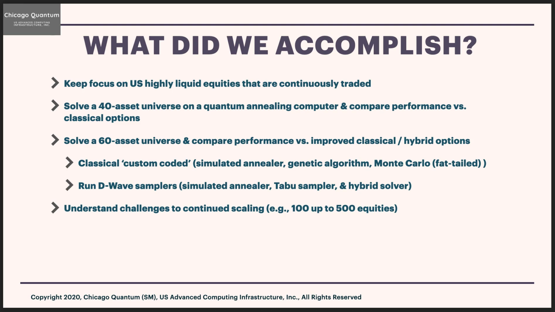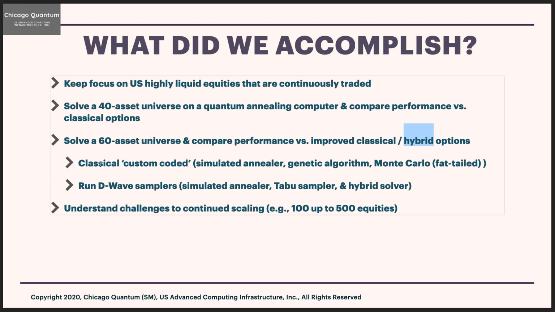So the first time we did this, the classical options weren't as good. And so the comparison, the DWave was right in the middle, but in fact, we even used brute force because you can still use brute force in a 40 asset universe. As it gets to 60 assets, we then solved it for a 60 asset universe. And we compared the DWave's performance against very much improved classical options, but also some hybrid options. And one of them is a hybrid classical quantum solver.